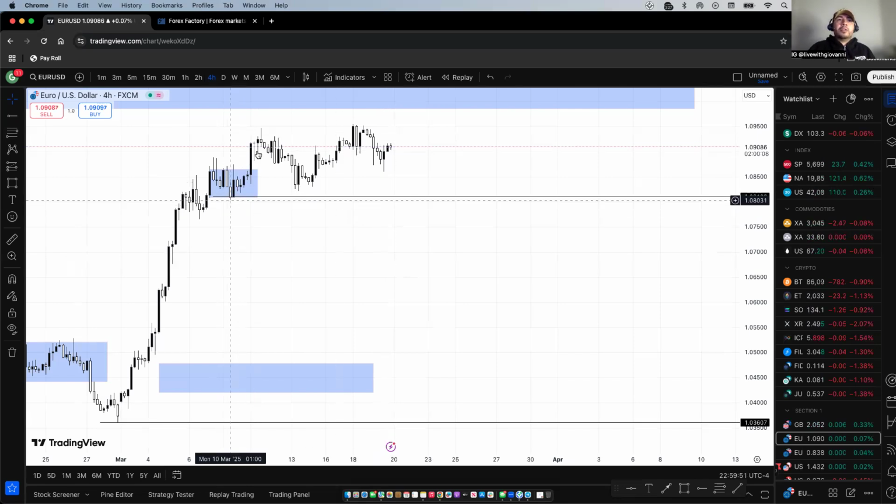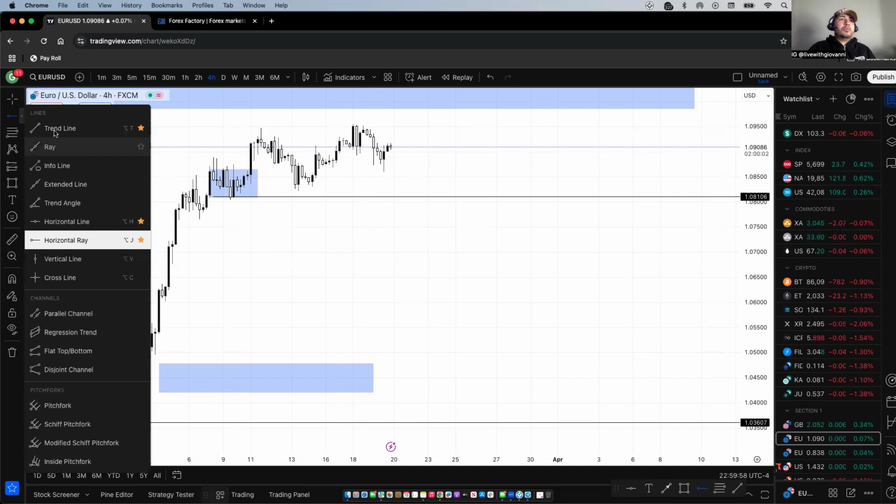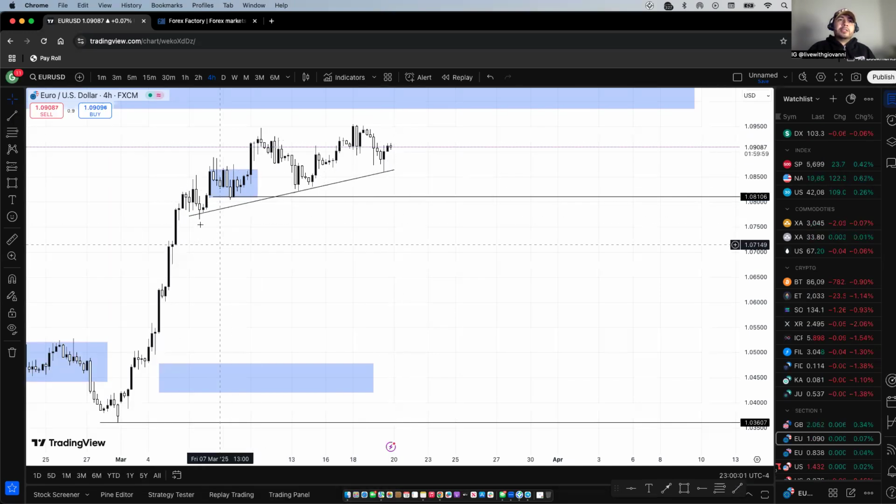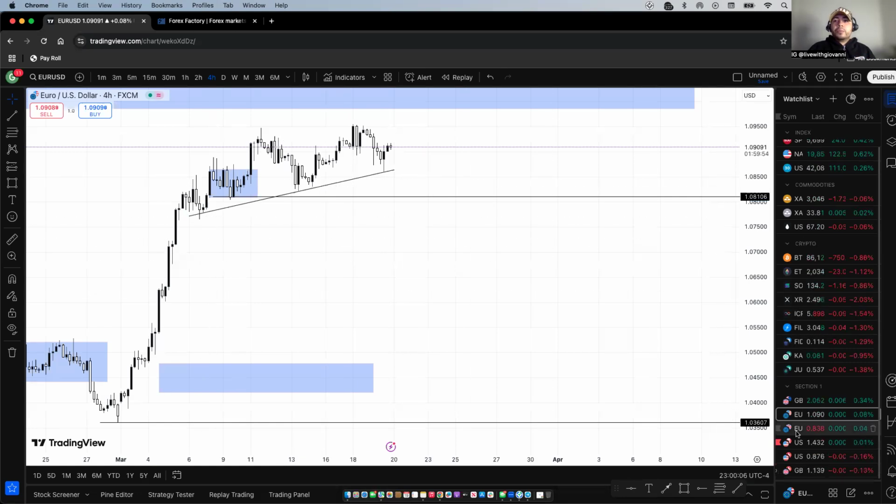Higher low, higher high, higher low, higher high. By any chance we break below that, right? We are trading in liquidity as well and a trend line, right? So a bunch of people are buying right there, right?